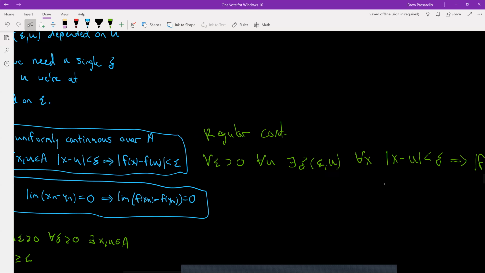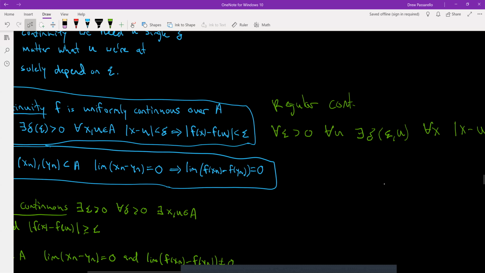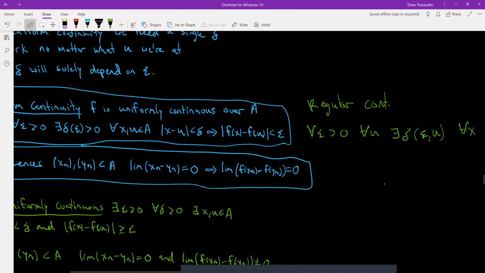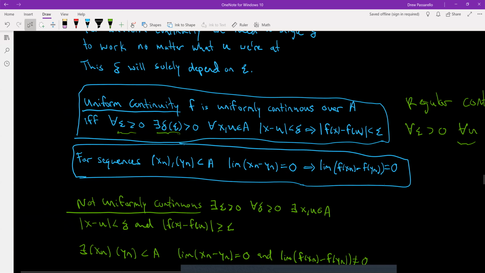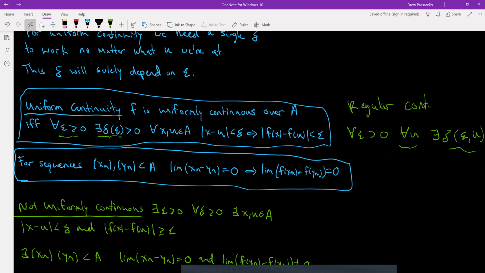So the order in which we list the values matters. Here we have delta listed after epsilon, and here we have delta listed after we've listed u and epsilon. So that's an important distinction. And the main point is that for uniform continuity, delta only depends on epsilon, and does not depend on both u and epsilon.